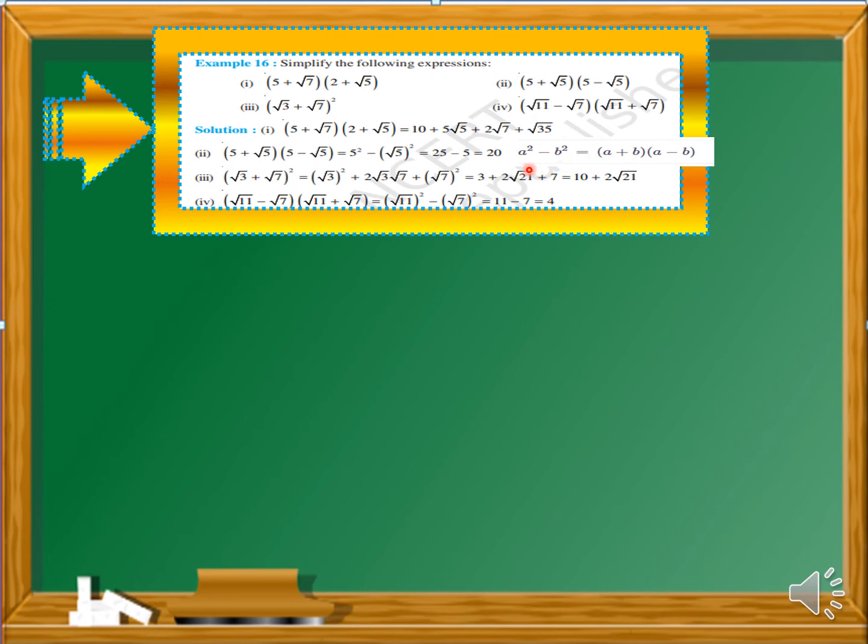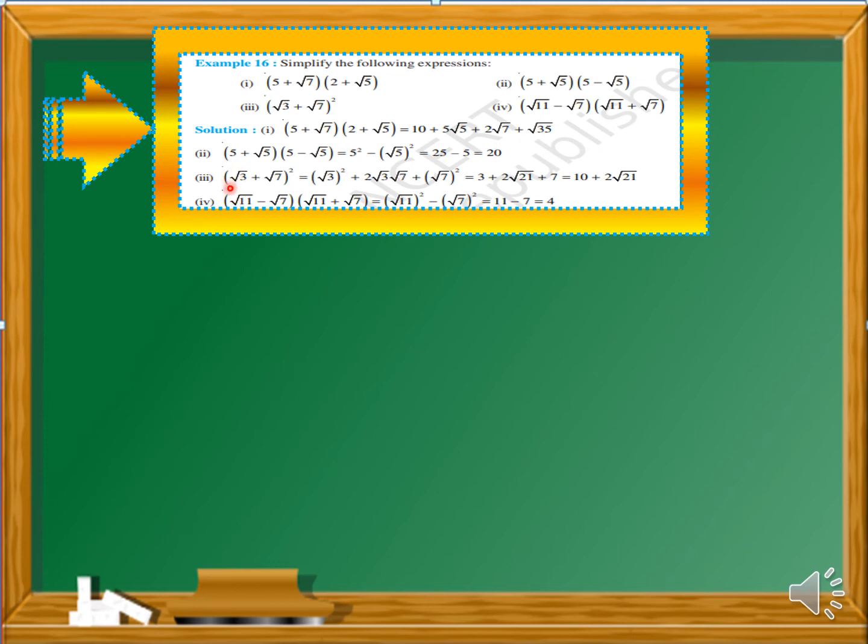So what they have asked here, a² − b² is there, so we are going to bring it into the form a² − b², that is 5² − (√5)². So 5² is 25, (√5)² is 5, 25 minus 5, because plus into minus is equal to minus. So we get 20. So this is going to be the answer for the second subdivision.